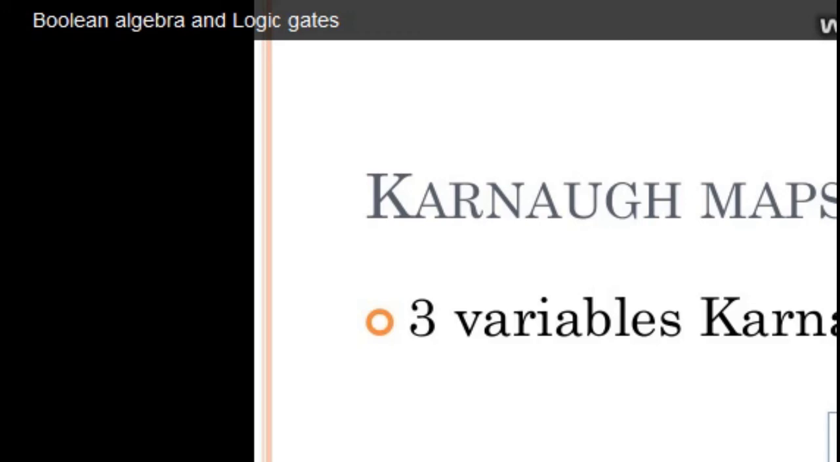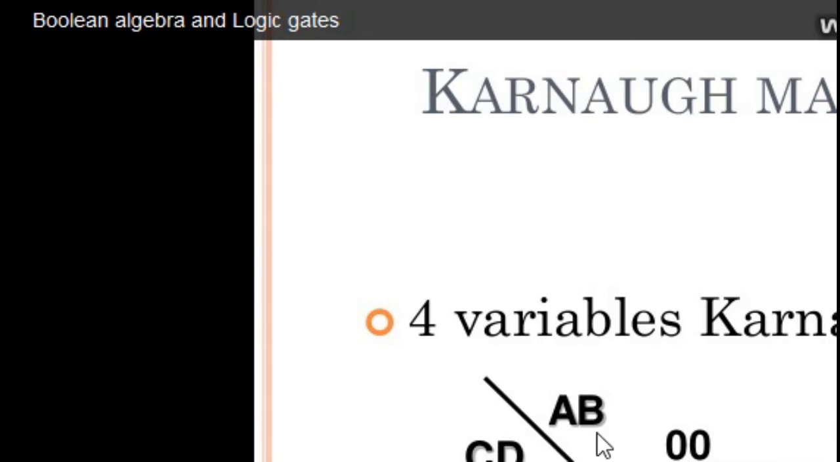4 variable K-map. The important part is 2 variables will come here, 2 will come here, 00, 01, 11, 10 and 00, 01, 11, 10. Just see the numbering. This is 0, 1, this is 2, this is 3, this is 4, 5, this is 6, this is 7, this is 8, 9, this is 10, this is 11, this is 12, 13, this is 14 and this is 15. So the cell numbering is very important.